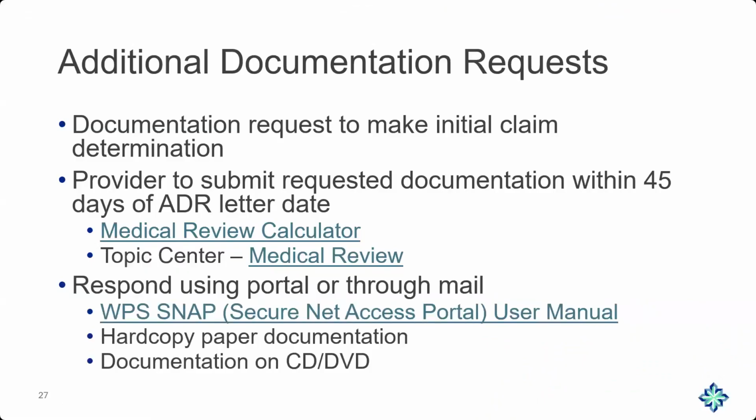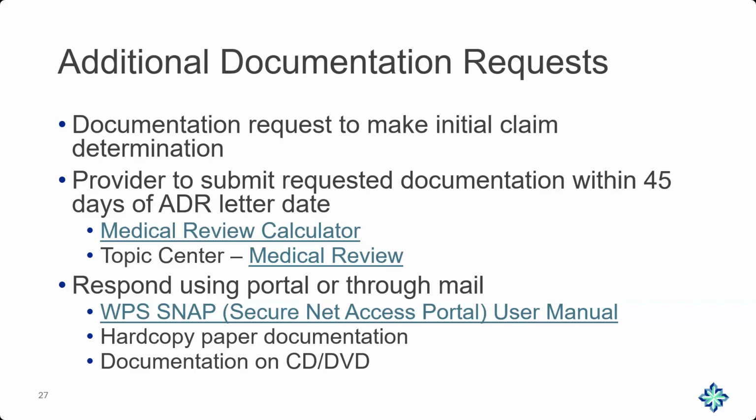If additional information is required to make an initial claim determination, our medical review department may request medical documentation from the billing provider. I'm going to briefly explain the process, then point out where to find more details on our website in the upcoming slides. Billing providers are required to submit the requested documentation to the Medicare administrative contractor within 45 days of the date on the additional documentation request letter. Failure to submit the documentation within this time frame typically results in the claim being processed without the necessary information, which often leads to a denial or rejection. A medical review calculator is available on our website.